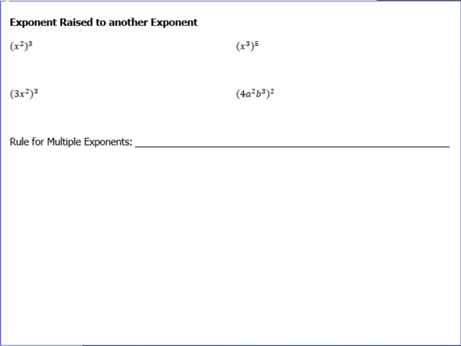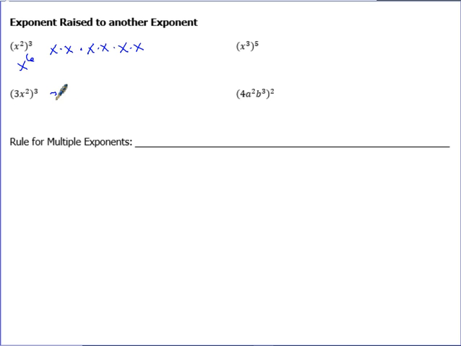All right, now we've got multiple exponents going on, so a power raised to another power. All right, x squared is x times x, and I want that to the 3rd power, so it means I want this 3 times. So x times x, and then x times x. All right, so that gives me a total of 1, 2, 3, 4, 5, 6 x's, so this is x to the 6th.